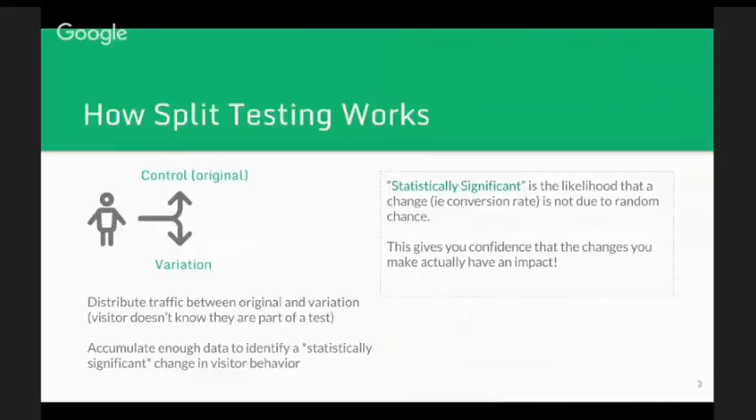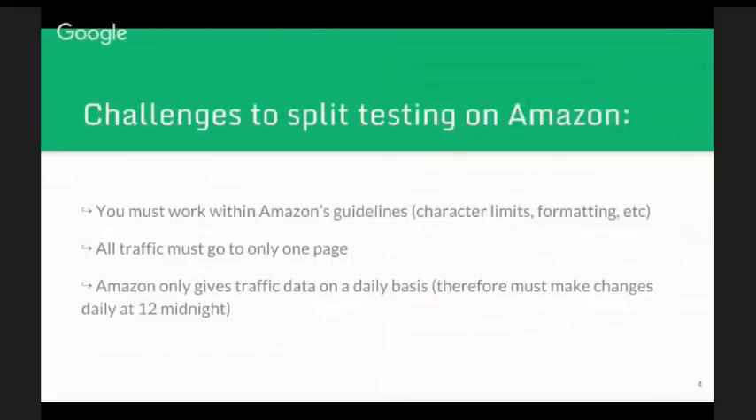Since we are limited in how often we can make changes, we have to decide how long we have to run these tests until they're statistically significant. Was this just a big day because people are searching for marshmallow sticks because it's the 4th of July, or is it really because of the change that I made on my listing?